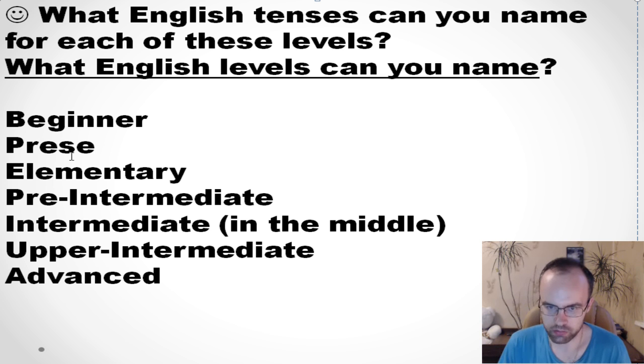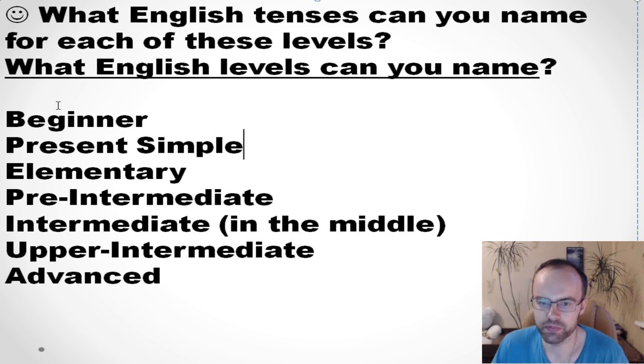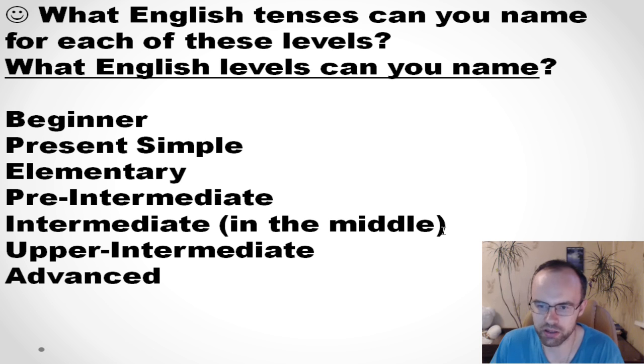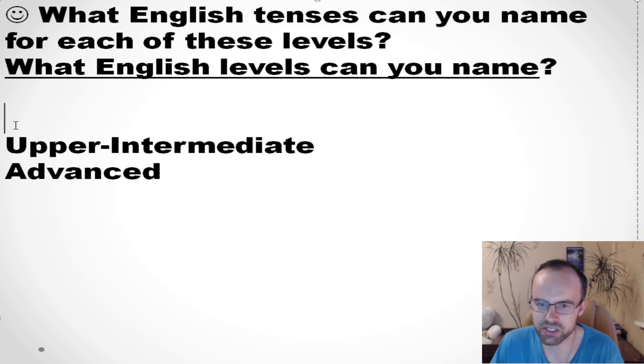So, first of all, it's present simple. Right, present simple. Okay, let's divide it in two parts. Yeah, let's divide it in two pages. So, we're going to talk about these levels first. And then, my friends, we'll have a look at upper intermediate and advanced level. So if you let me do it, okay?